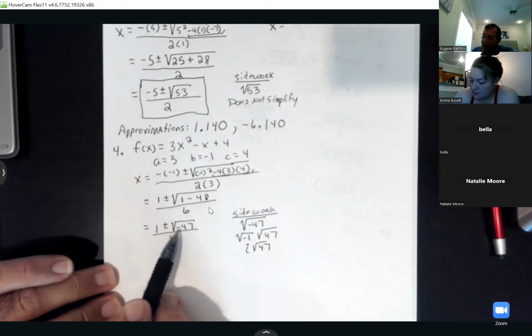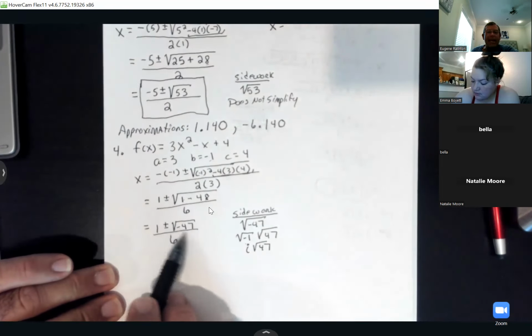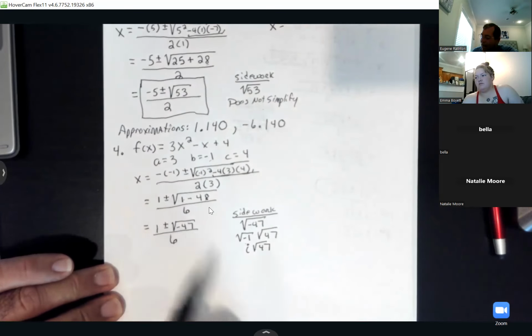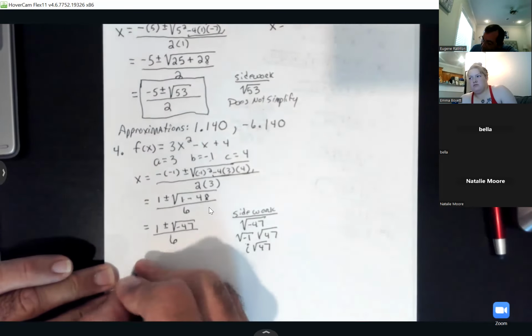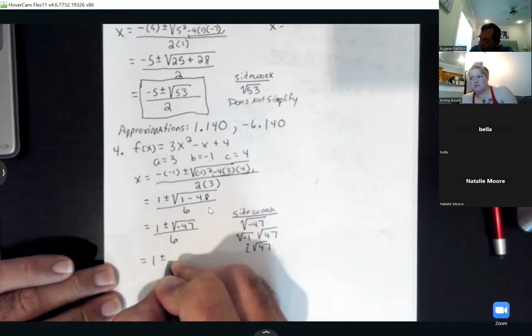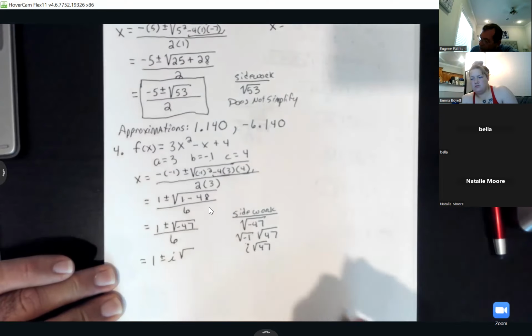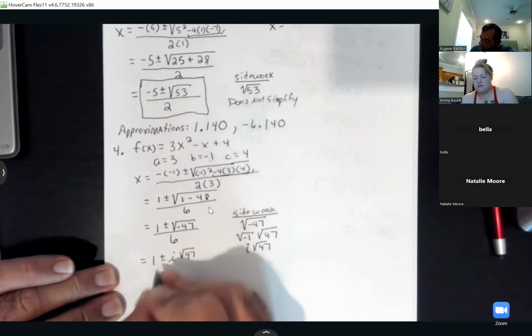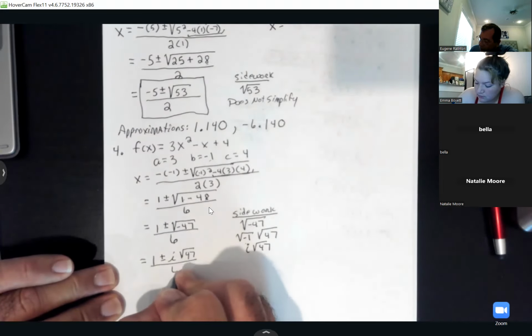So y'all, if this radical is negative and you can't do nothing with that number, you at least have to bring that negative out as an I. So that this will give me 1 plus or minus I square root of 47 all over 6.